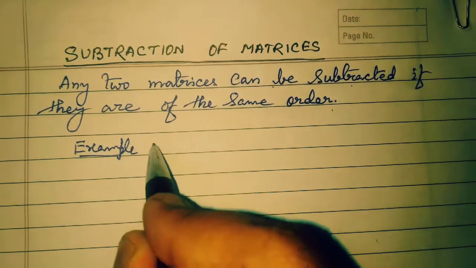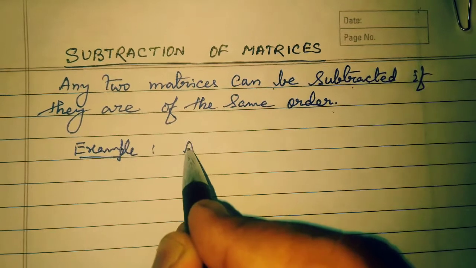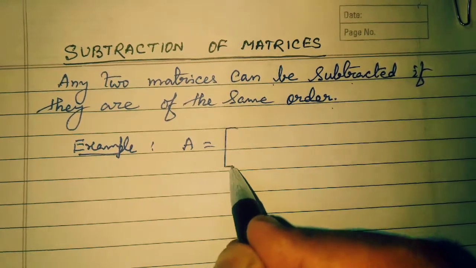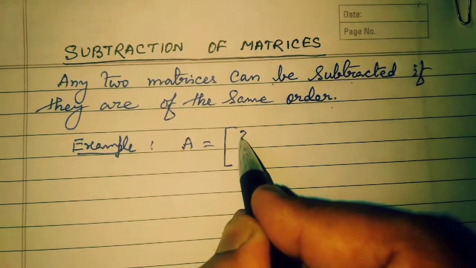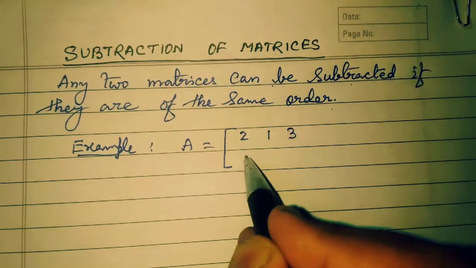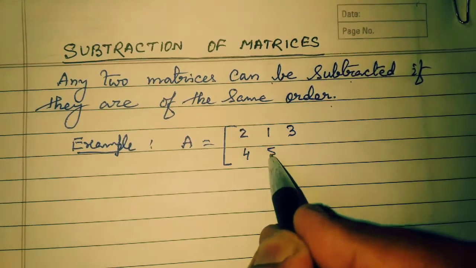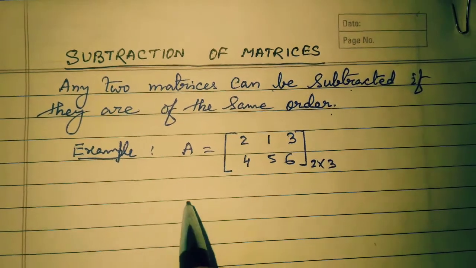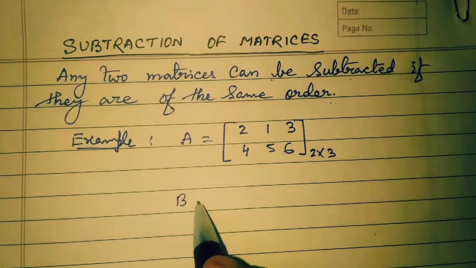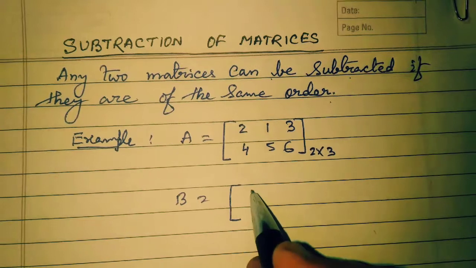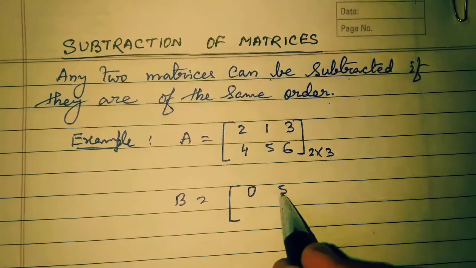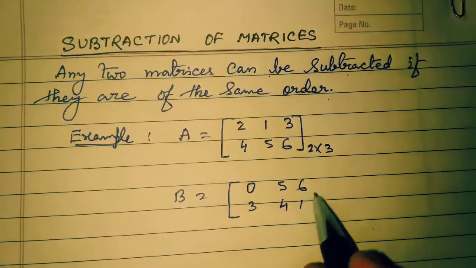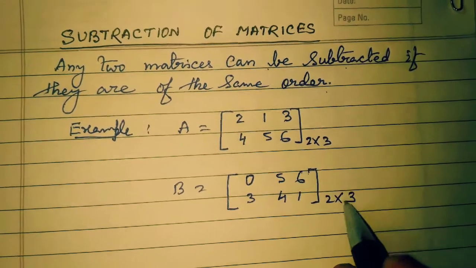Suppose we take a matrix A, given as 2, 1, 3, 4, 5, 6. This is a 2 into 3 order matrix. And another matrix we'll take over here, that is B: 0, 5, 6, 3, 4, 1. This is also a 2 into 3 matrix.